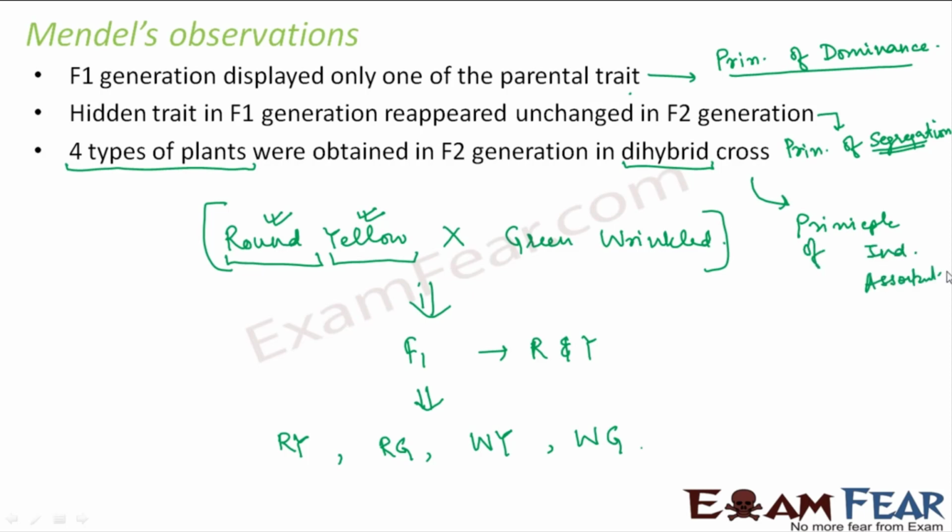So these were the 3 principles which were given by Mendel, and they together form the principles of inheritance based on which the entire genetics came up. Right? So let us now quickly look at each of these principles.